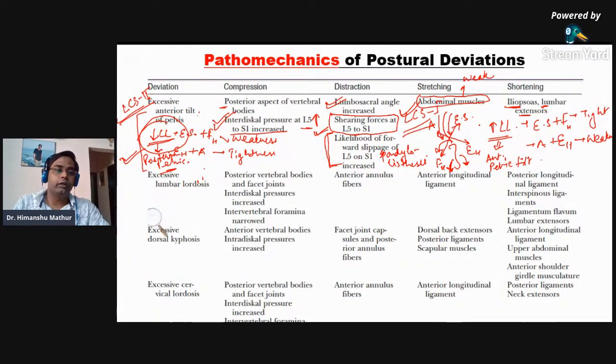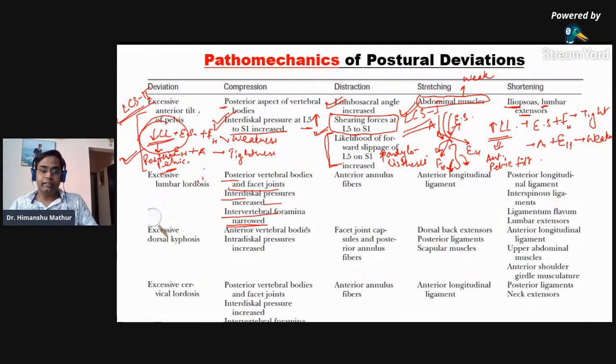Talking about lumbar lordosis, again at the posterior vertebral bodies and the facet there will be compression. Intradiscal pressure will be increased. Intervertebral foramen will be narrowed. Whenever you are going into extension, there is a closure of the intervertebral foramen and also a closure of the neural foramina. So if there are structures compressing the nerve in the neural foramina, the symptoms of the patient would be increased.